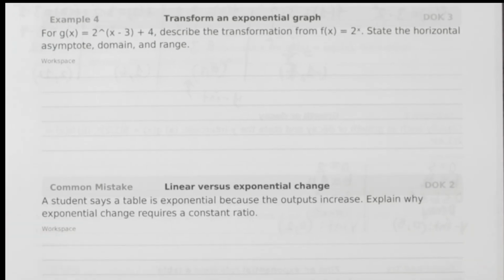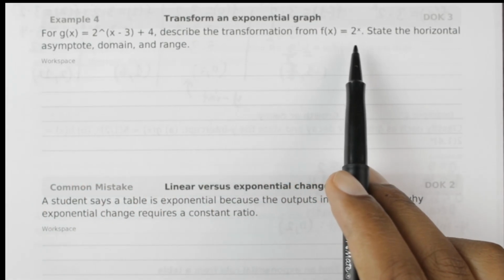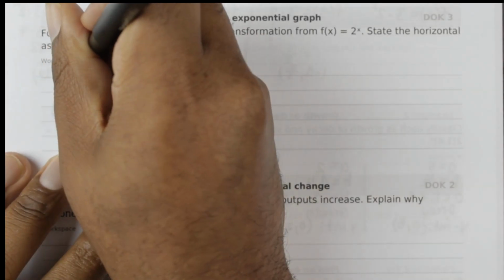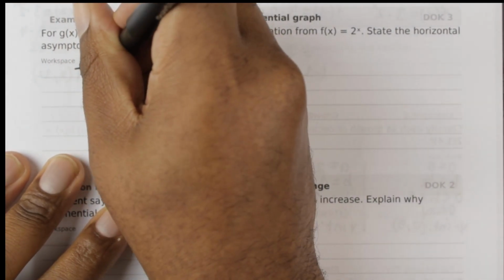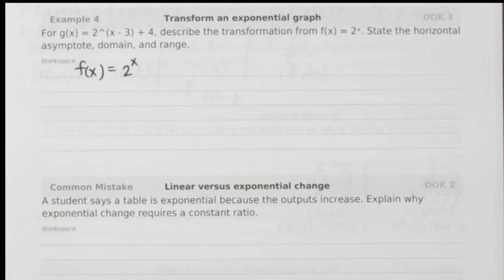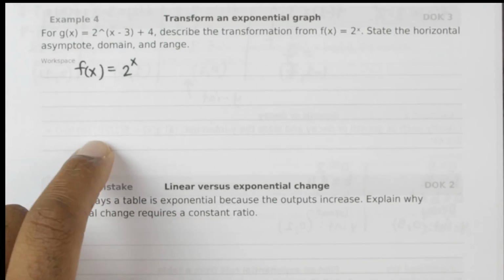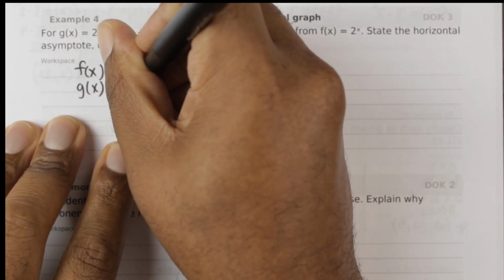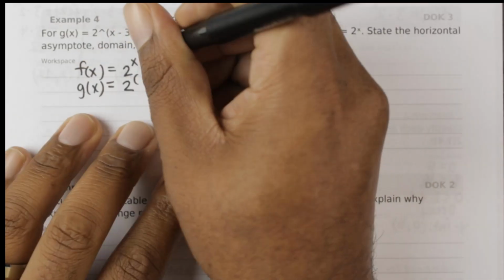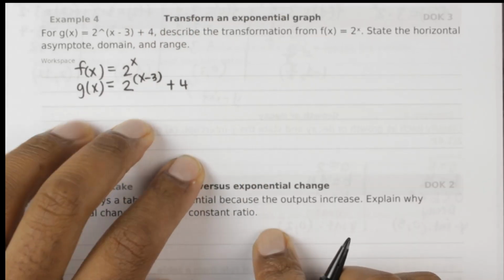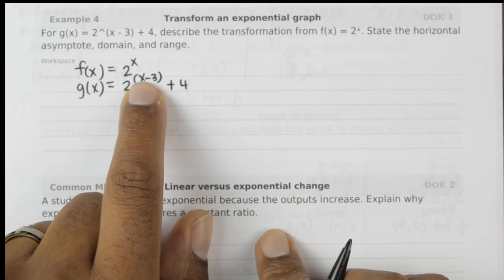Example number 4. For this function, describe the transformation, state the horizontal shift, etc. So first of all, let's write f of x equals 2 to the power of x. Now I want to compare this with the g of x function, g of x equals 2 raised to the power of x minus 3, plus 4. Notice the exponent is raised.